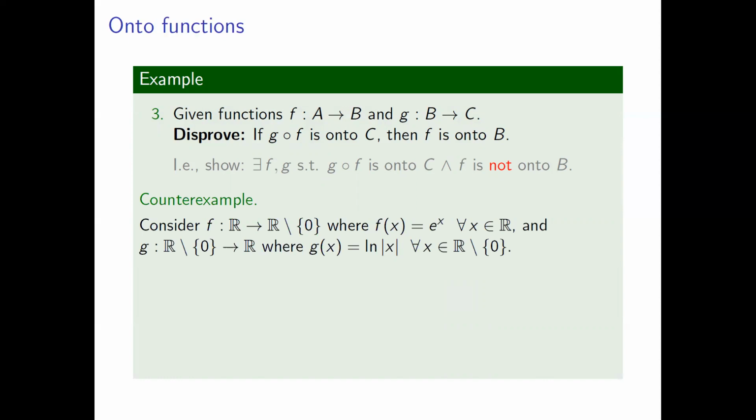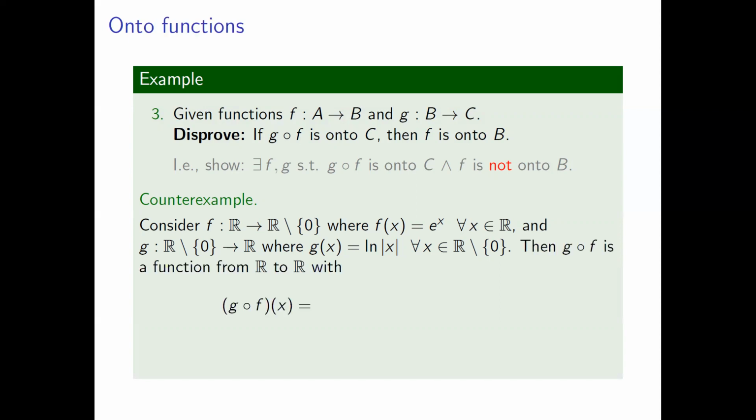Consider the functions f and g, where f is the natural exponential function from the set of real numbers to the set of non-zero real numbers, and g is the function from the set of non-zero real numbers to the set of real numbers, with g of x equal to the natural logarithm of the absolute value of x for each non-zero real number x.